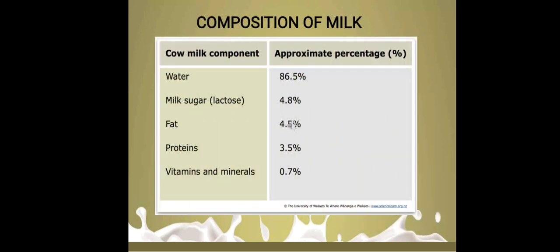Now let's move forward towards the composition of milk. As we can see in this table, milk is composed of 86.5% water, 4.8% lactose, known as milk sugar, 4.5% fat, 3.5% proteins, and lastly 0.5% vitamins and minerals.